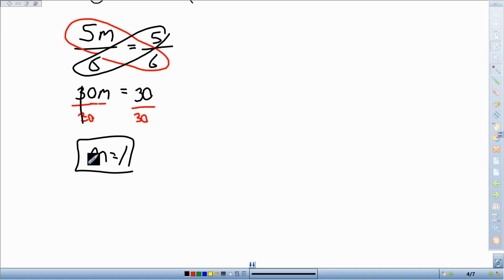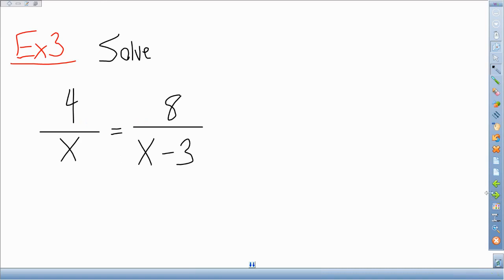Okay, let's keep moving. Let's look at some ratios or a proportion that have multiple variables in it. All right, I'm just first of all taking a look at both of these ratios: 4 over x, 8 over x minus 3. Nothing can be reduced here. Okay, so good to know. We can just go ahead and cross multiply.